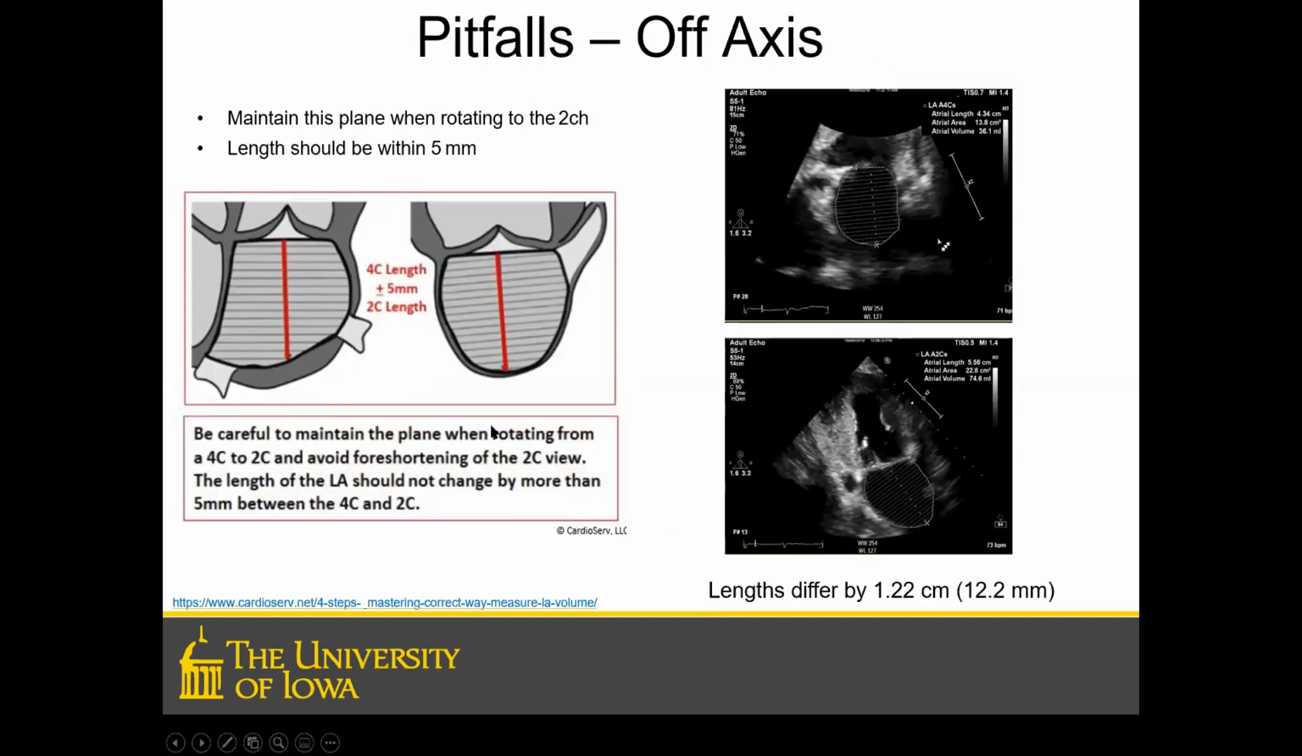All right, and then the 5 millimeter rotation part. So here's an example of a 4-chamber measurement. Now, what's good is the length is in the right spot and we don't have any dead space. All right, but the length is 4.34 and on this 2-chamber, the length is 5.56. So that's a difference of 12 millimeters. So that really should not be used in a biplane fashion until those two lengths were closer to the same.